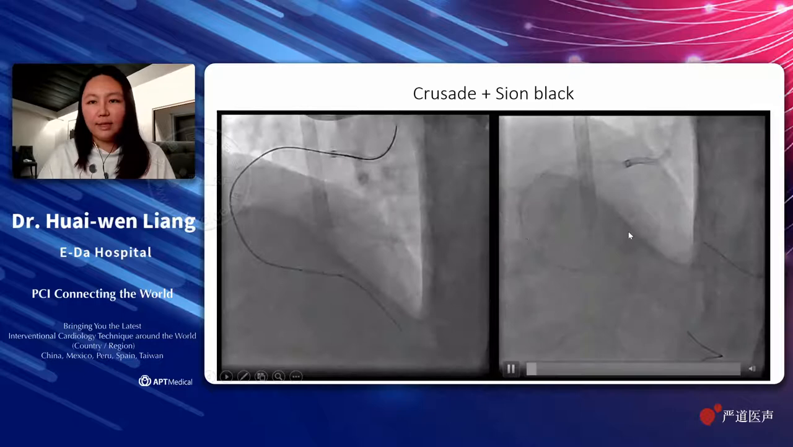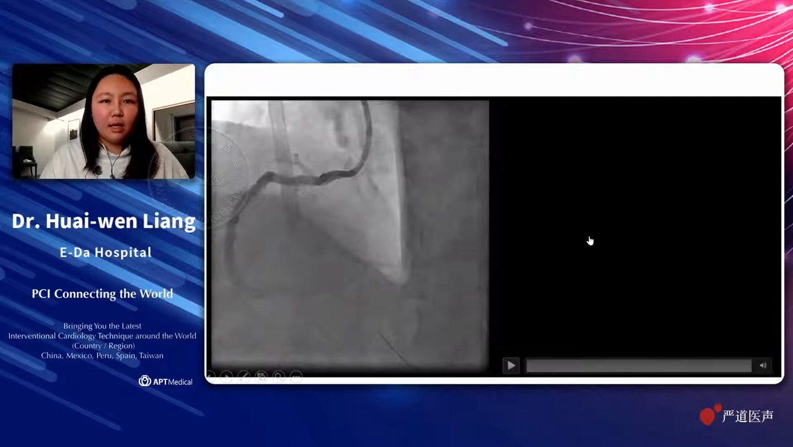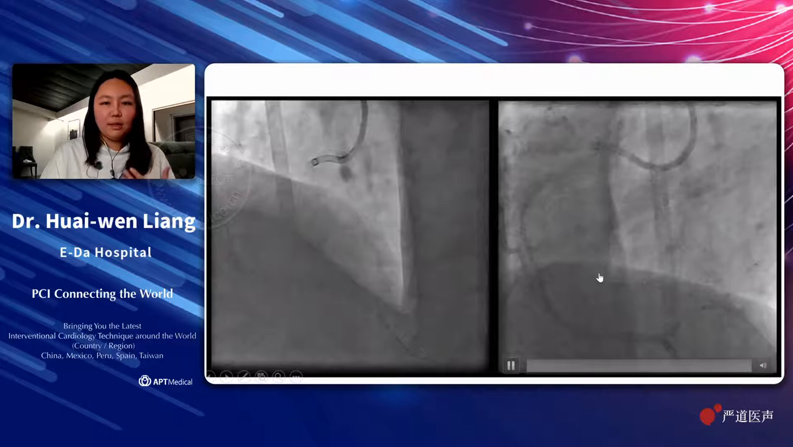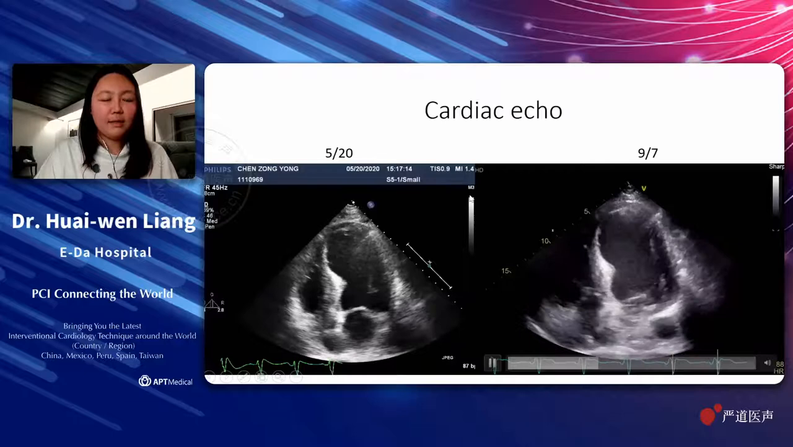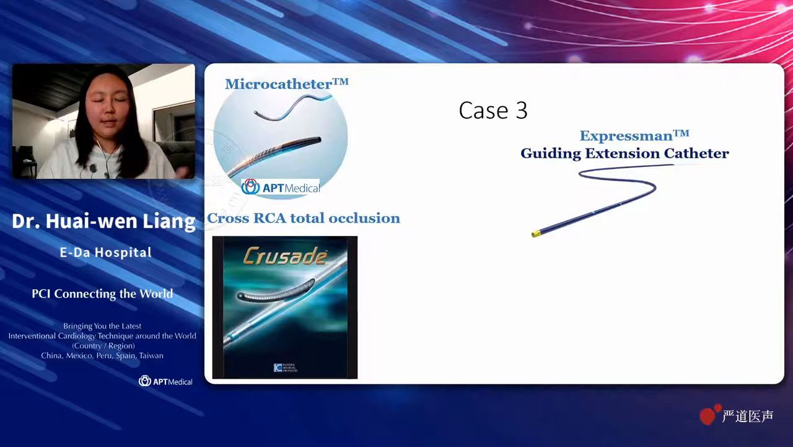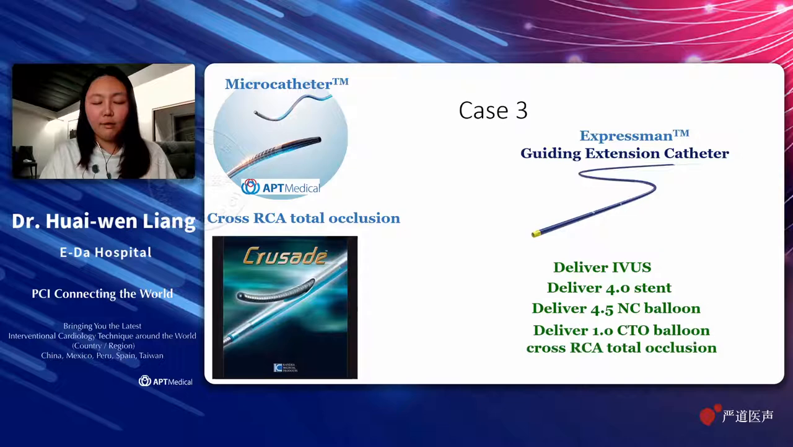And after sequential balloon dilatation, this is our final angiogram. In this case, his cardiac function also seemed a little bit improved, and the patient's dyspnea and chest tightness were also improved. So in this case, you could see that because the total occlusion has a proximal side branch and distal bifurcation, I switched between the over-the-wire microcatheter and Crusade intermittently to help me cross the CTO. And in this case, I also used Expressman to help me deliver IVUS, deliver a 4.0 stent, deliver a 4.5 NC balloon, and even help us increase support to deliver a 1.0 CTO balloon to cross the RCA total occlusion.